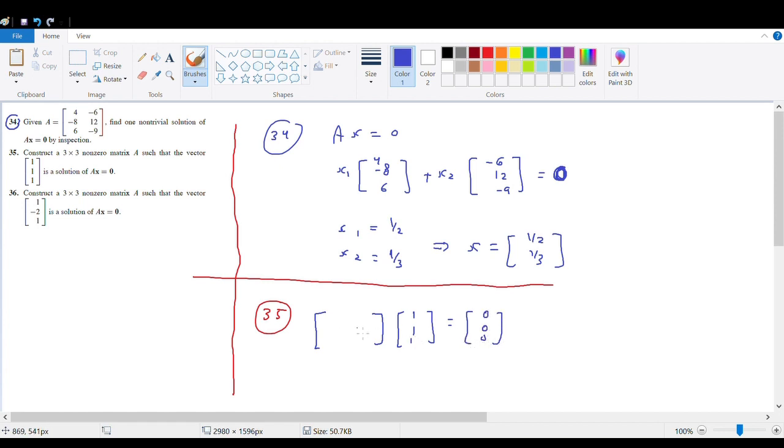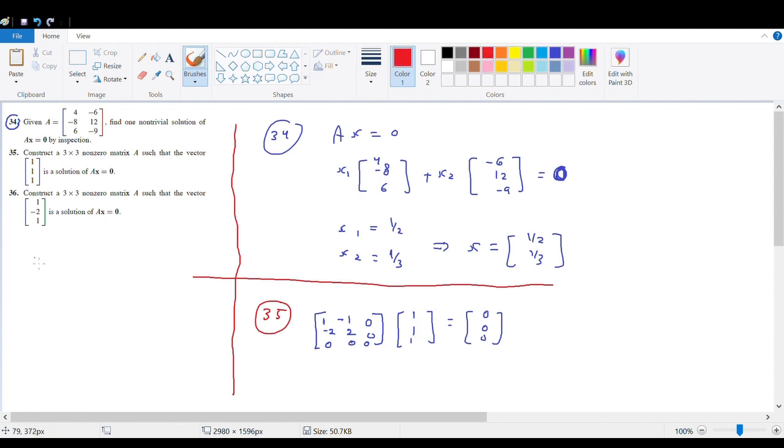So here you can construct any matrix which is non-zero. For example, if we take the first row 1, minus 1, 0, we multiply the first row with the vector, this will give us 1 minus 1, and we get 0. Then for the second row, we can take minus 2, 2, 0. So it will be minus 2 plus 2, which is 0. Then the last row we can take 0, 0, 0. So this is just an example of a 3 by 3 matrix which is non-zero, such that when we multiply it by the vector 1, 1, 1, we get Ax equal to 0.